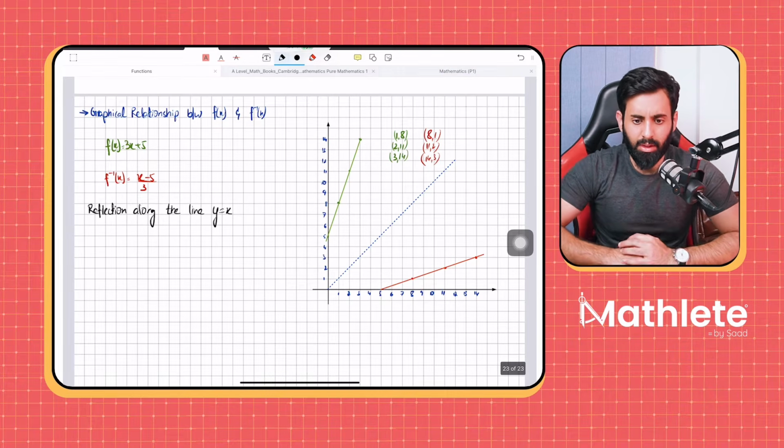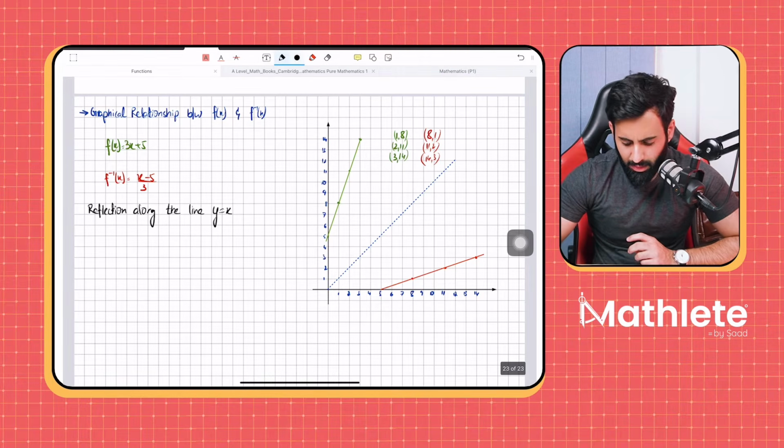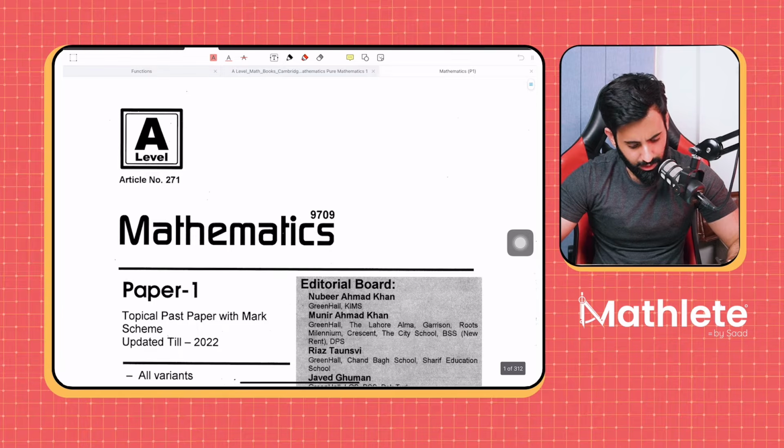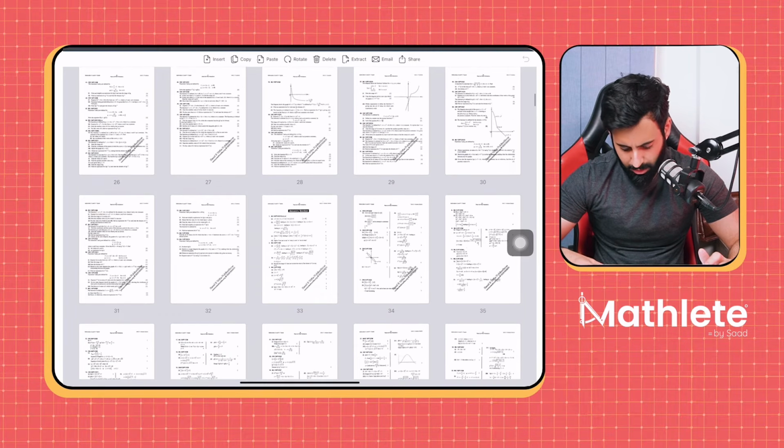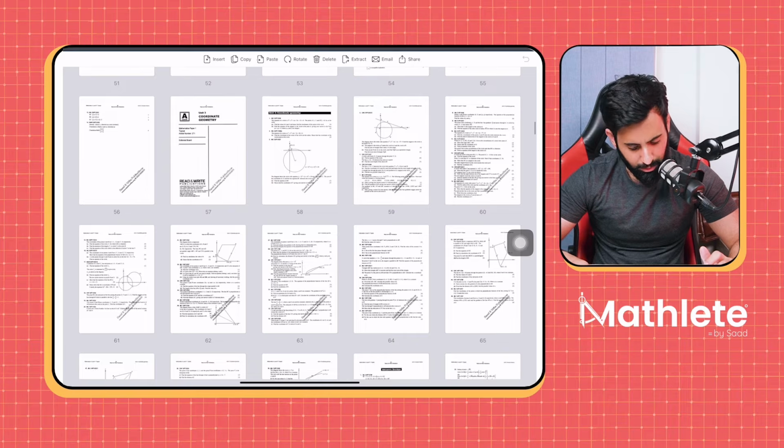Sir, will they give an x value so that we can put it in the equation? No. I'll tell you what a question can look like. Okay, I've taken out some questions. We will solve them, but let me give you an idea already of what a question will look like.